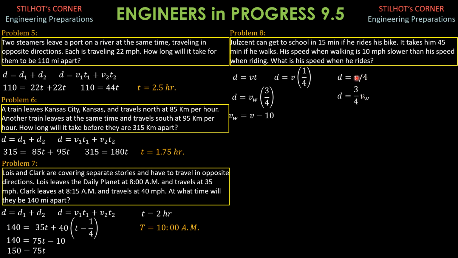So equating this to d, v over 4 equals 3/4 vw, and cancel out 4, so v equals 3 vw, and this time we replace vw by the quantity v minus 10. So 3v minus v is 2v on the left side. 3 times negative 10 is negative 30 on the right, so 30 equals 2v. V therefore is 30 over 2, so v, the speed of Julescent when riding his bike, is 15 miles per hour.